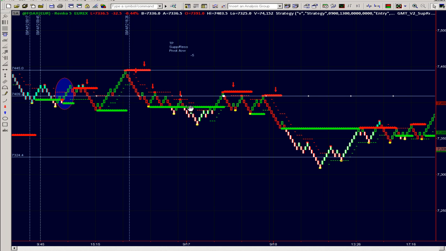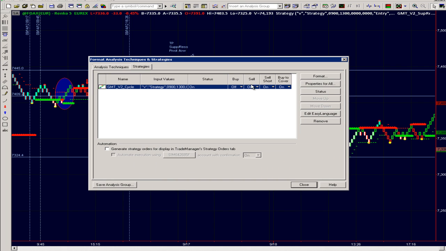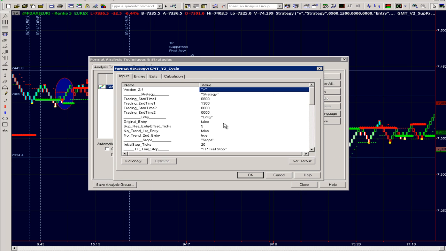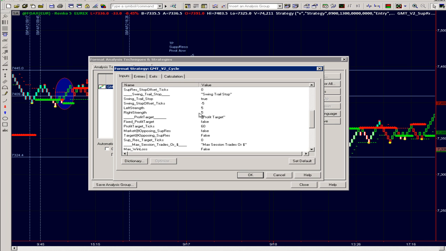So they're the 3 stops that we've got access to. But as I mentioned before, the whole concept of this system is not really to trail the stop. It's really to take advantage of consolidation. So for me, I would be more inclined to say, right, well, I'm going to use a fixed stop, and I really want to go down to the profit area of this strategy, which is here.